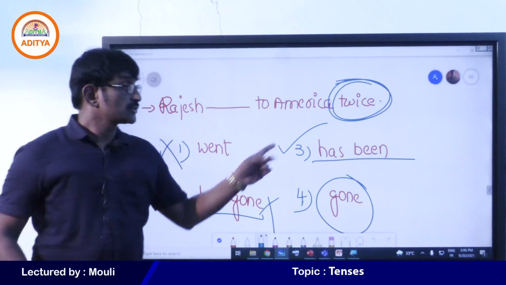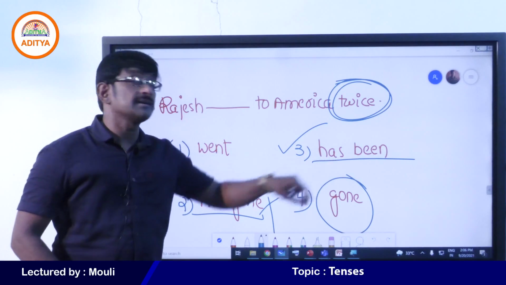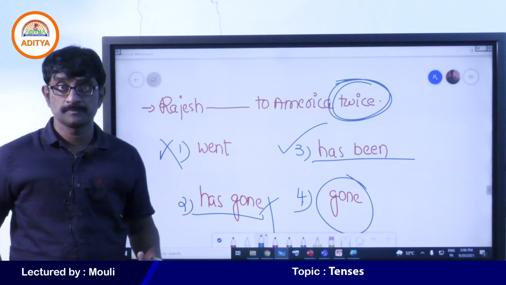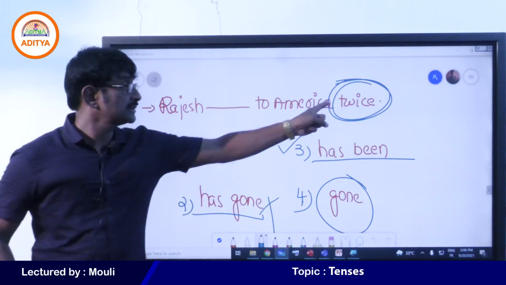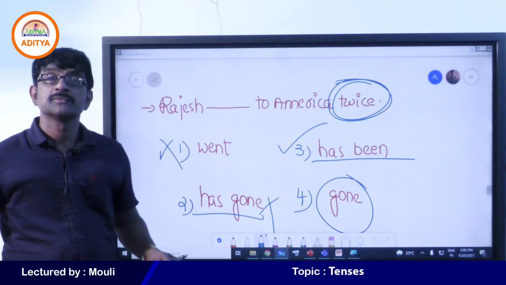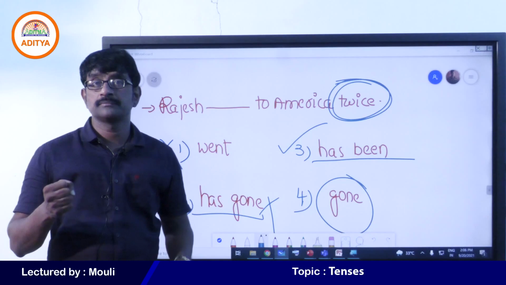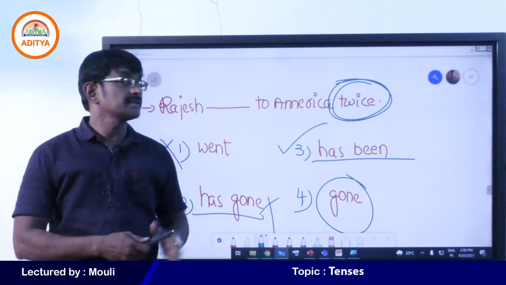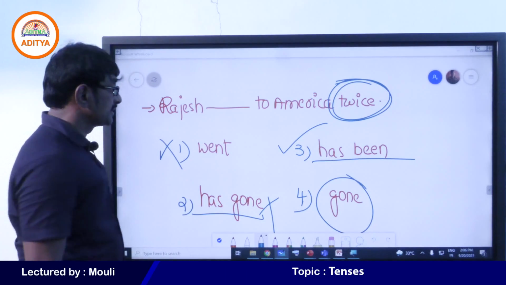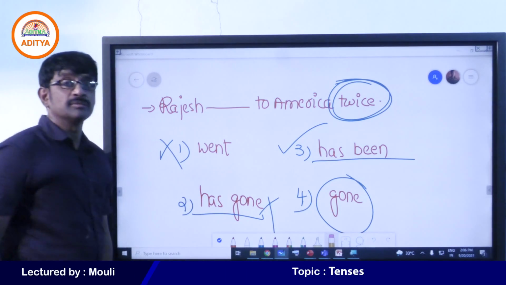Okay, students? So, how do we recognize has been is the right one? Because of twice. In this way, we must recognize the words. Okay, students? And now we'll go for the next one.